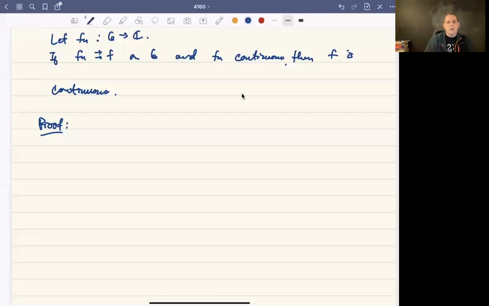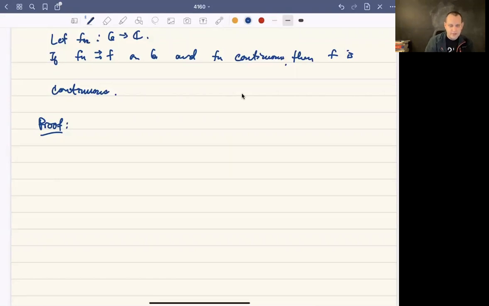So at this point, we're ready to prove the first of the statements about uniform convergence, namely that if you have uniform convergence of functions and if each of the f sub n is continuous, then the limit is continuous on the set G. So remember the setup is that we have a sequence of functions f sub n, which maps some set G to the complex plane. And we're going to assume that all the f sub n are continuous and that we have uniform convergence.